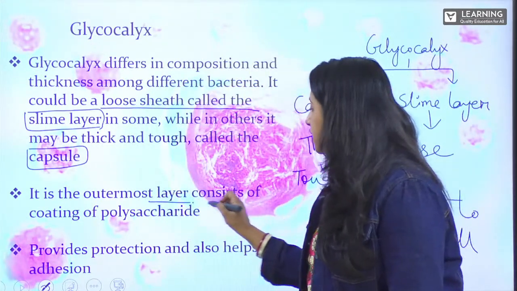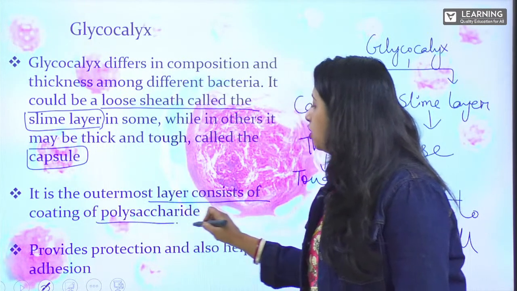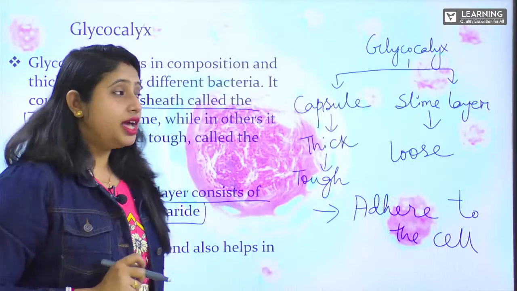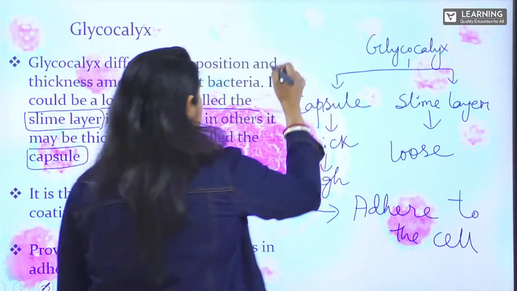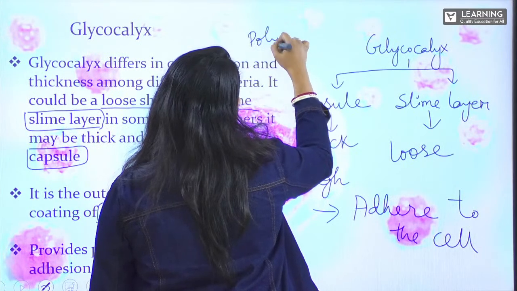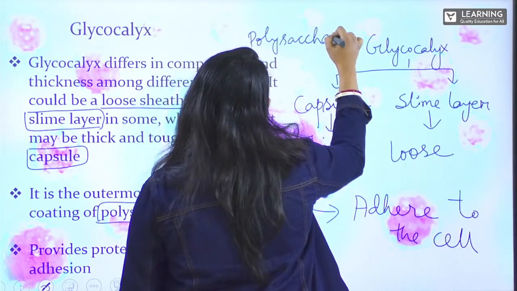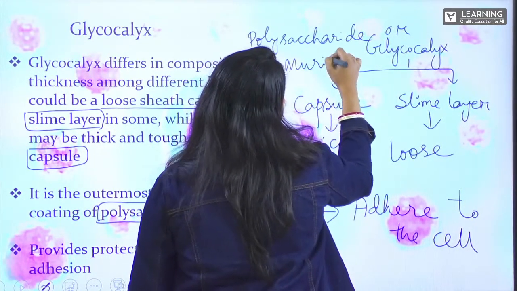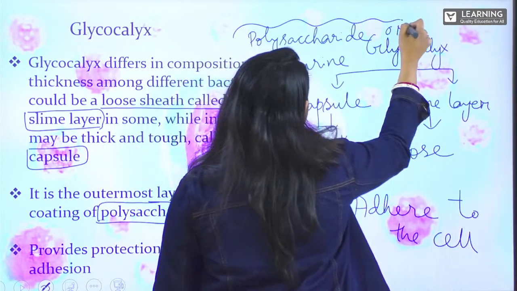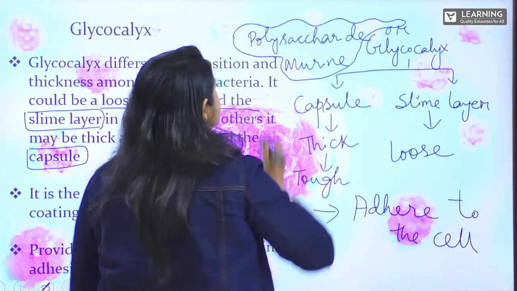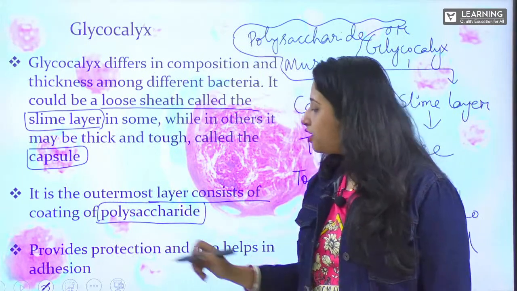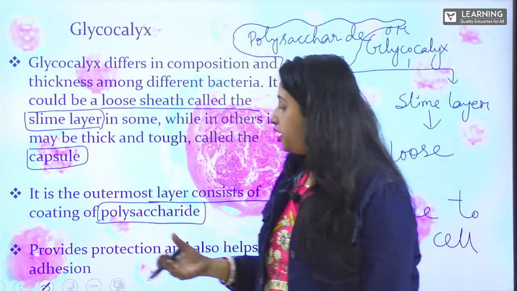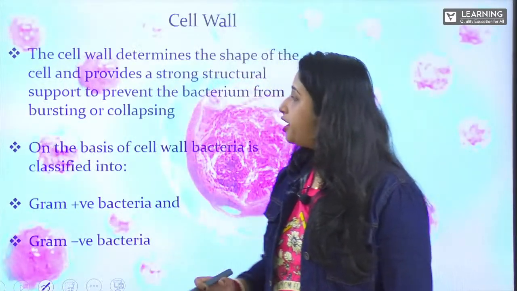So it is the outermost layer, and it consists of what? A coating of polysaccharide or murine. So this glycocalyx consists of polysaccharide or murine. Okay, so it has this composition. The polysaccharide or murine is present in the glycocalyx, and what it does is help in adhesion or adherence. So this is about the glycocalyx.